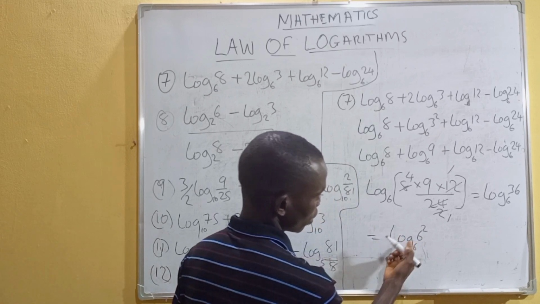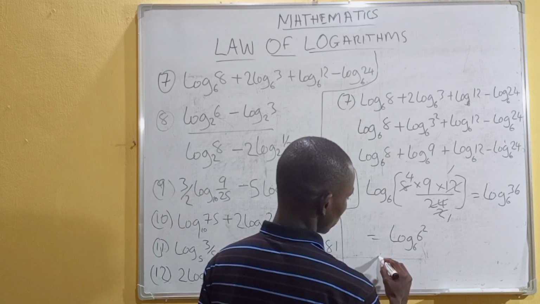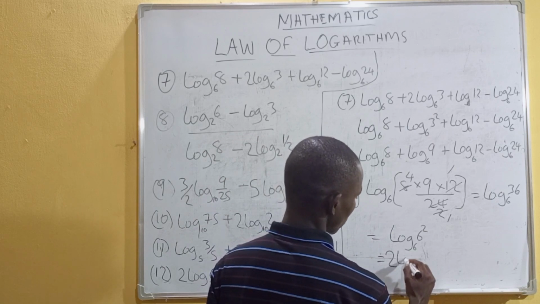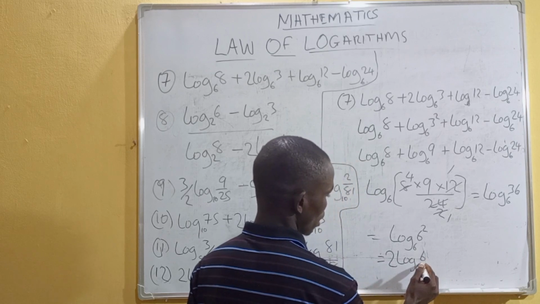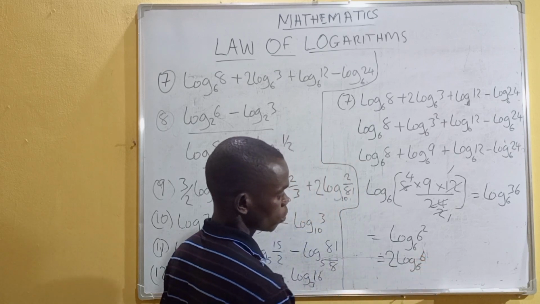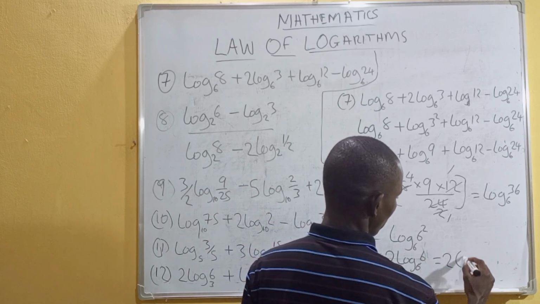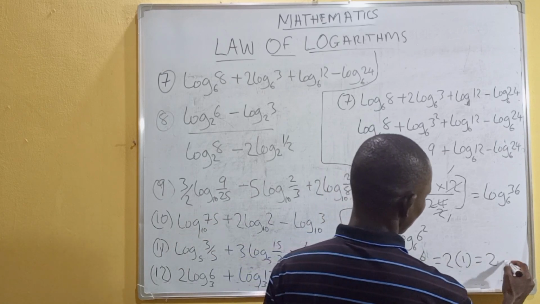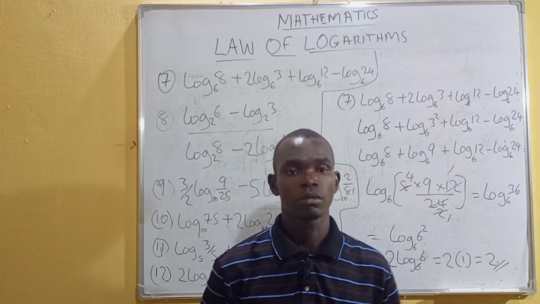So here now it's a power law. We use this to multiply the logarithm. Now it will be equal to 2 times log of 6 to base 6. And the logarithm of a number to its own base is equal to 1. So here we now have 2 times 1, which is equal to 2. This is our answer to question 7.